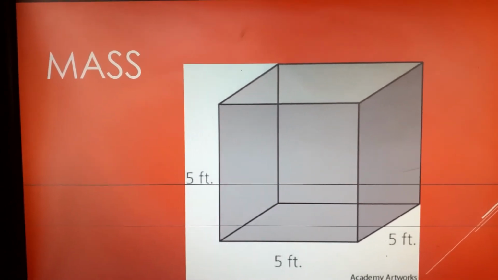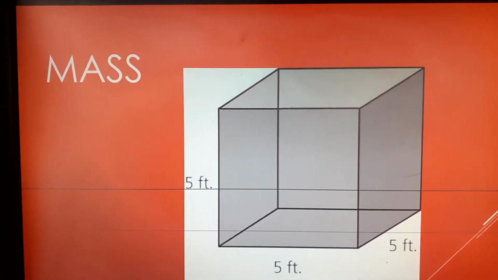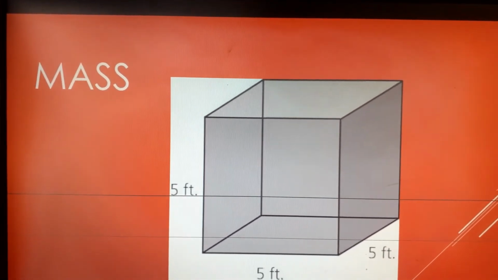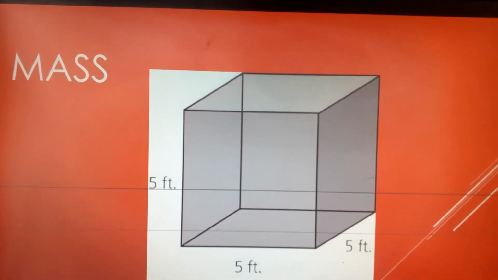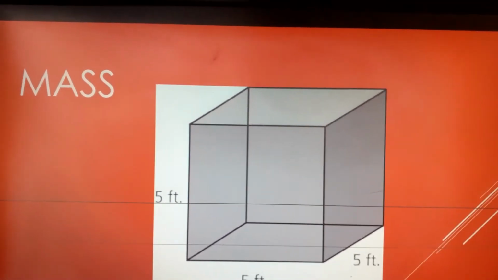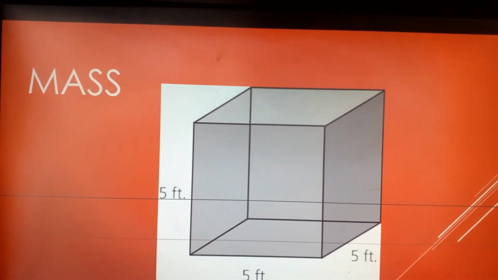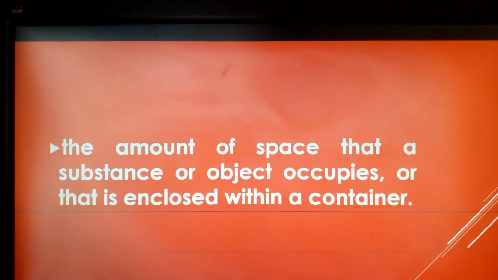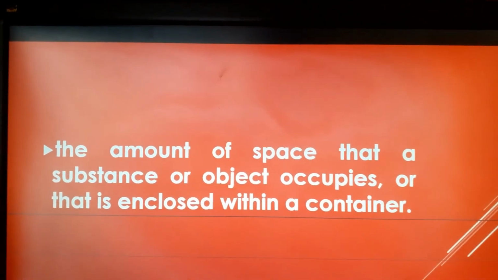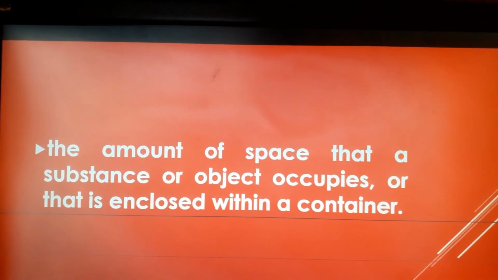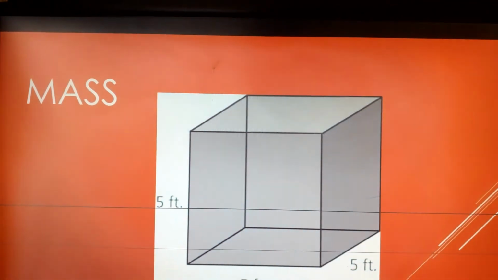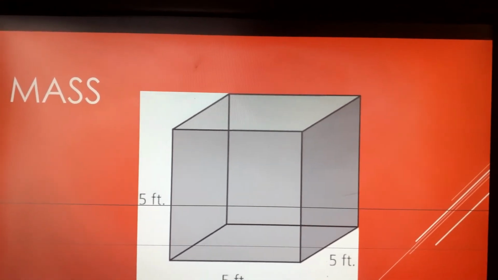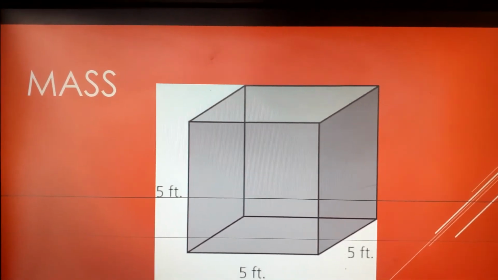And the last word is volume, okay? As you can see in this picture, we have a cube, right? But the cube is drawn in a way that you can see every dimension, right? So that is the volume. The space a thing can get, okay? And we have that volume is the amount of space that a substance or object occupies or that is enclosed within a container. So we can see there, that's the volume, okay? All that cube, everything that can be inside, it's gonna be the volume.